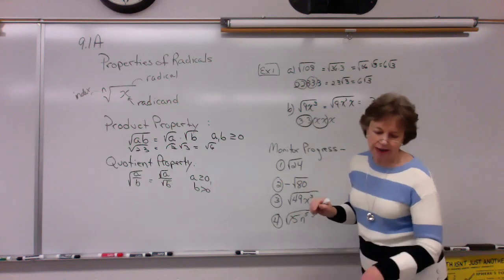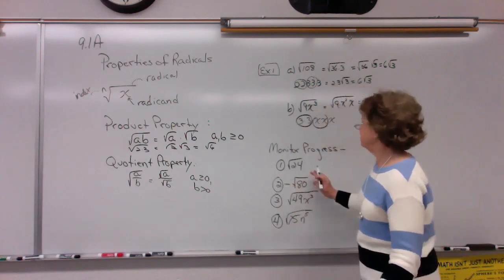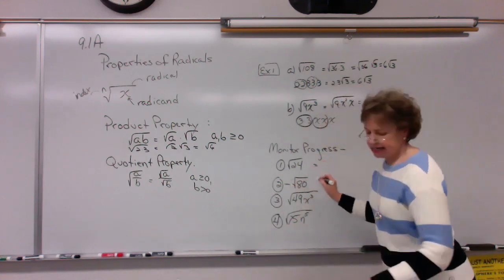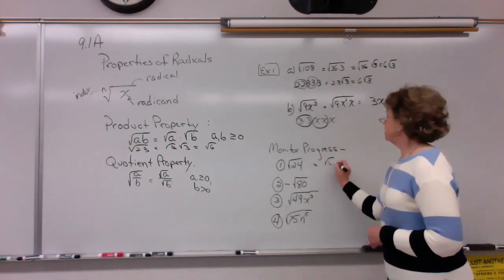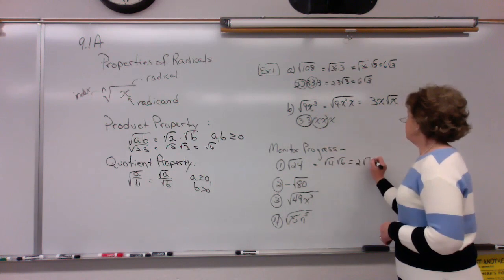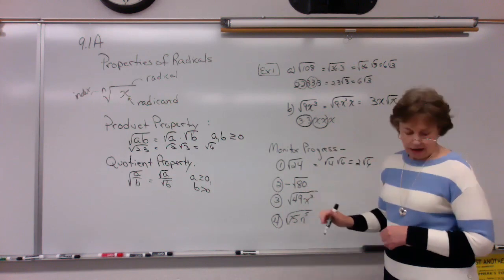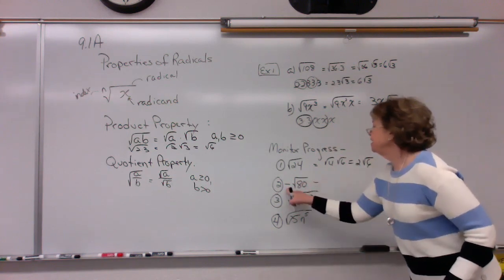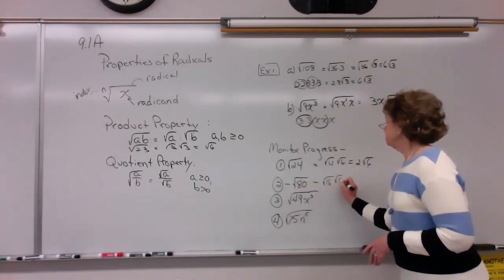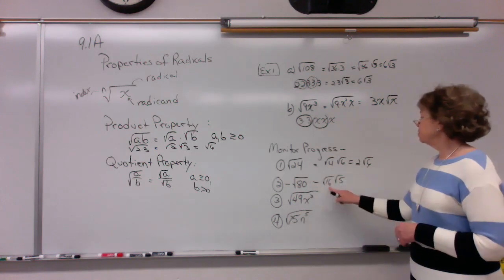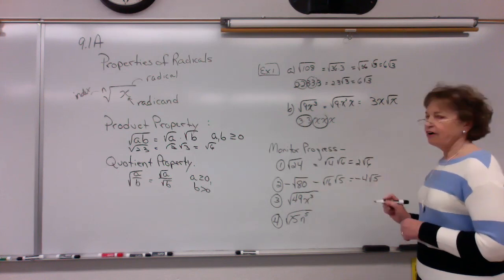Look at monitoring progress down at the bottom of page 480. The first one they gave you was the square root of 24. If I'm thinking of that as perfect square factors, I might think square root of 4 times the square root of 6. And so that would be 2 root 6 when we finished. If I'm looking at negative square root of 80, I might think of that as negative. That negative sign stays on the outside. And I might think of that as 16 times 5. And the square root of 16 is 4, so this simplifies to -4 root 5.